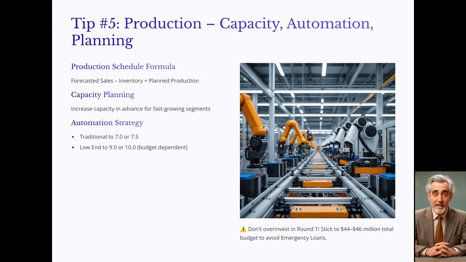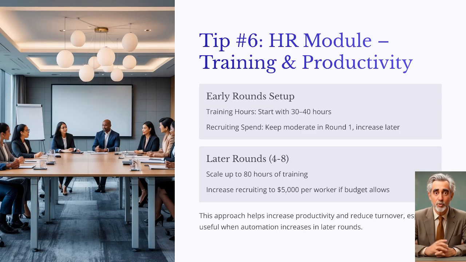Prohibited: don't overinvest in round 1. Stick to a $44 to $46 million total budget to avoid emergency loans.